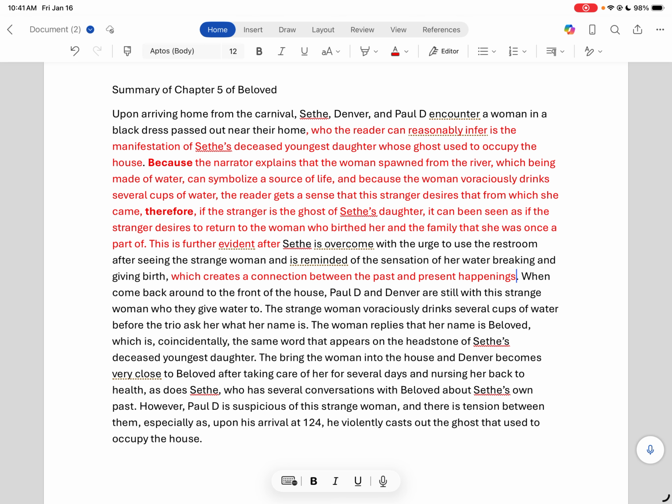So when she comes back around to the front of the house, Paul D is giving the strange woman water, and she voraciously drinks several cups of water. I already mentioned that up here at the top, so I'm not going to mention it again down here. Since I've already mentioned it once, I'm going to get rid of it down here if my iPad will cooperate. I'm just going to backspace here.